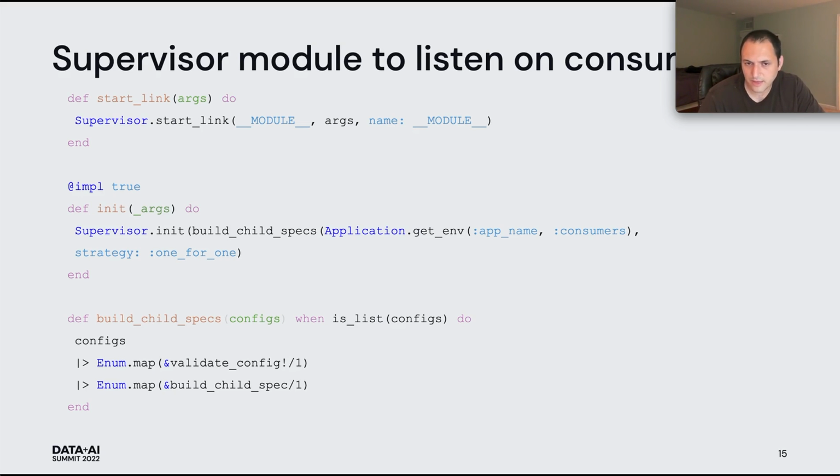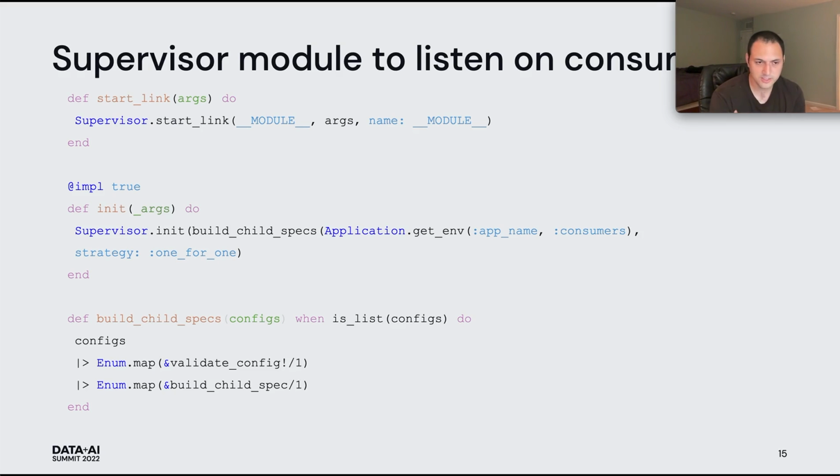Application.getEnv. You can think of it as reading config from the application, which I don't show here. But for a given app name, we have a config of consumers. And so build child specs is going to take a list of those configs. You can see it on the last line. It's going to make sure it's a list. It does a nice defensive check of the arg to make sure it's a list. And then as a config, we take configs and we just pipe it in as the first argument to enum.map. I forgot to mention too, when you work with the pipe, you're saying you're taking the arg from the previous line and you're passing it as the first parameter to the function call in the next line.